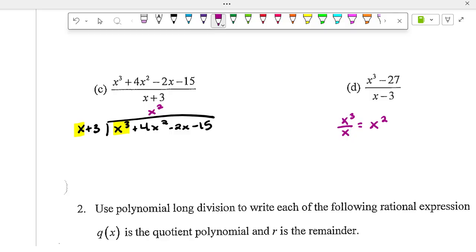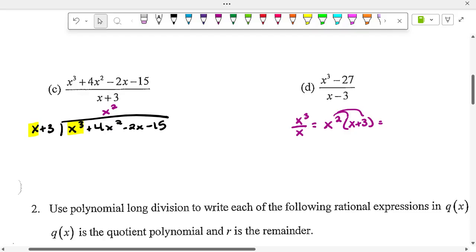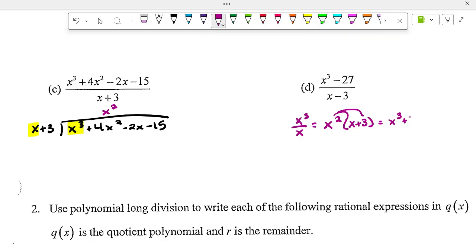All right, what's my next step? Dominic. Times x squared by x plus 3. So what would you get? X cubed by 3x? 3x squared. All right. So this is what I'm subtracting. So JJ, what do I do now?